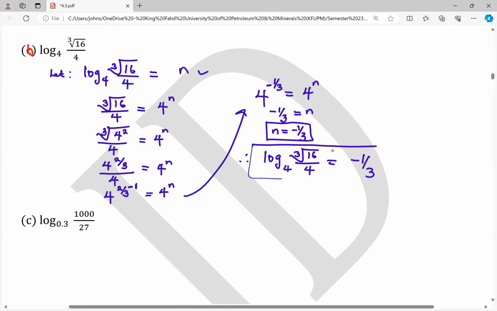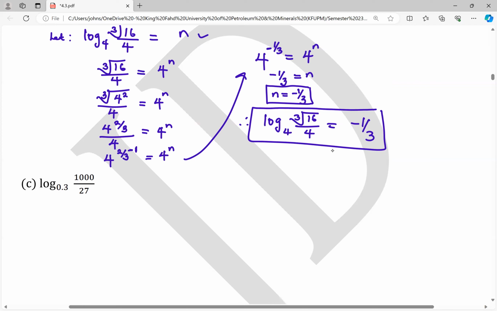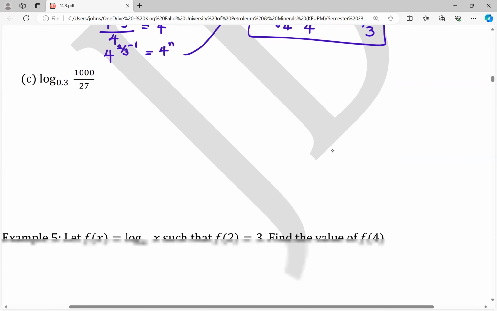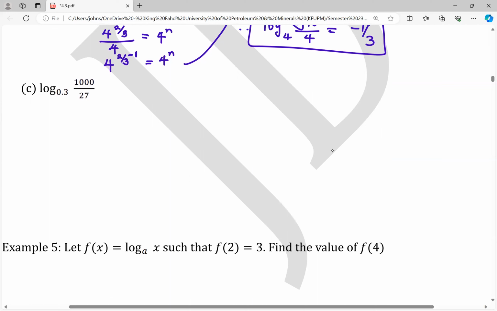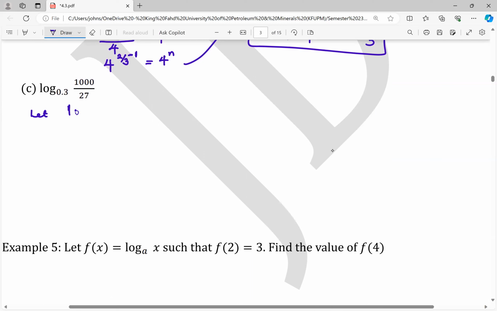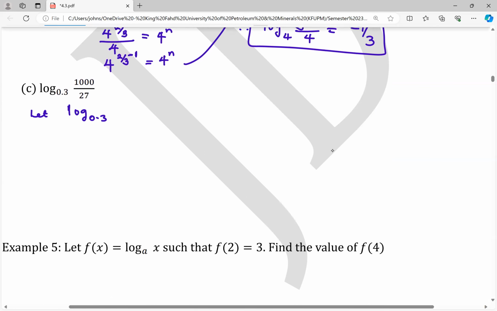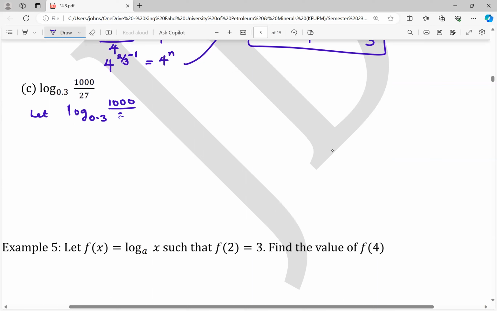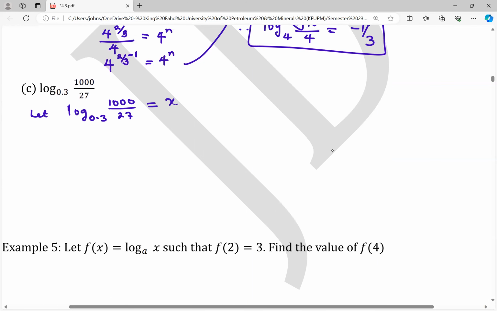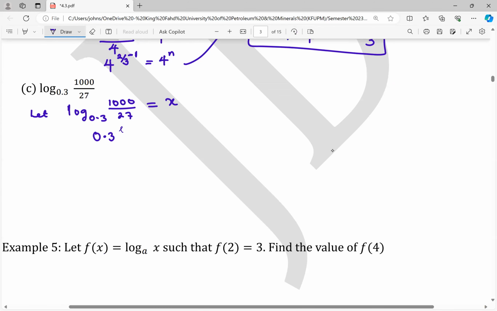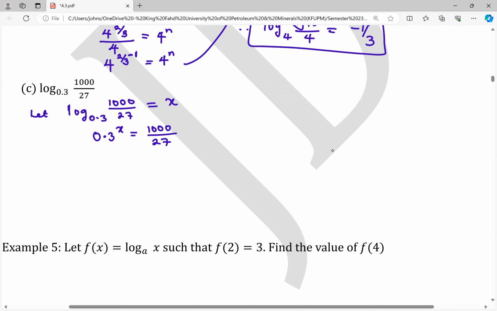Okay. All right. So for C is similar. You can say let this log to base 0.3 of 1,000 divided by 27. Let's let it to be x. You can use any variable of your choice. Now you convert to exponential form. You can say 0.3 to the x is just 1,000 over 27.